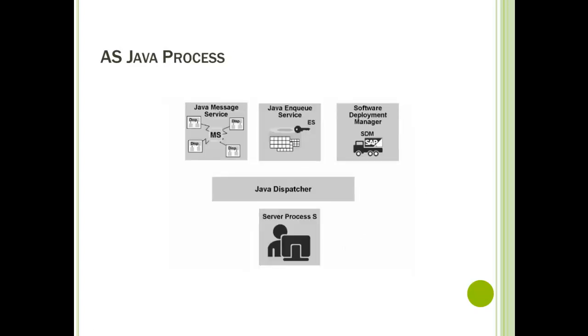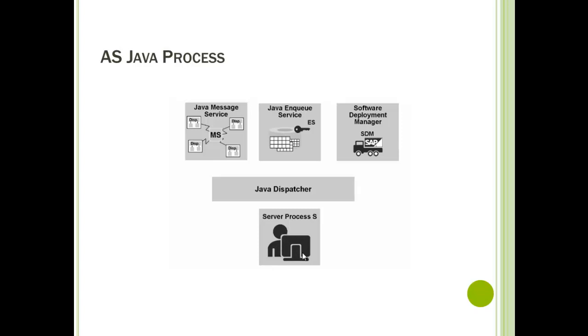Now let us have a look at the Java application server processes. These are all the processes which are available in the Java application server. First one, let's have a look at what is the Java dispatcher. Same like our ABAP dispatcher, the Java dispatcher distributes the incoming requests to the server process. Then let's see what is the server process. The server process executes the Java application.